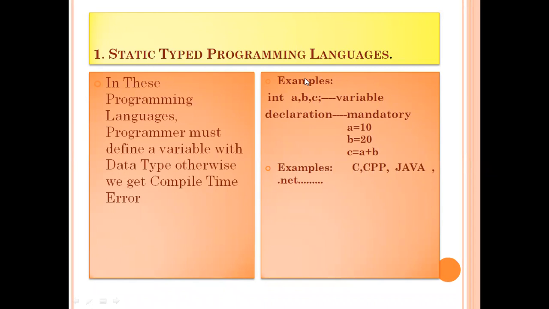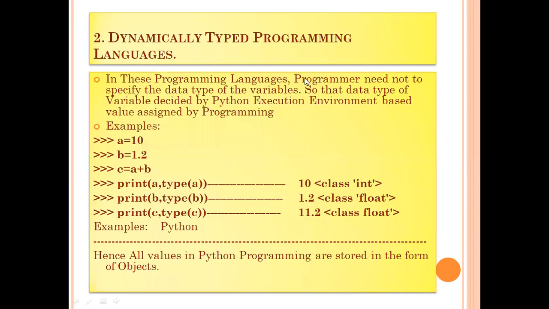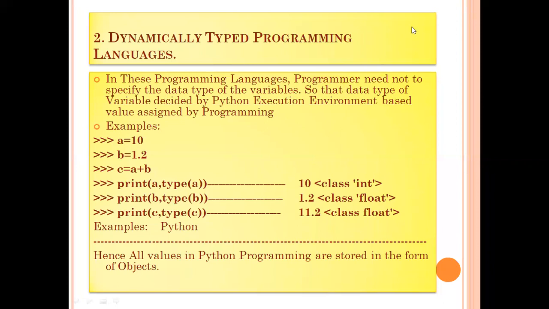Now, what is the meaning of a dynamically typed programming language? In these, programmers need not specify the data type of the variable, so the data type of the variable is decided by the Python execution environment based on the value assigned by the programmer. Let me show you one more time.